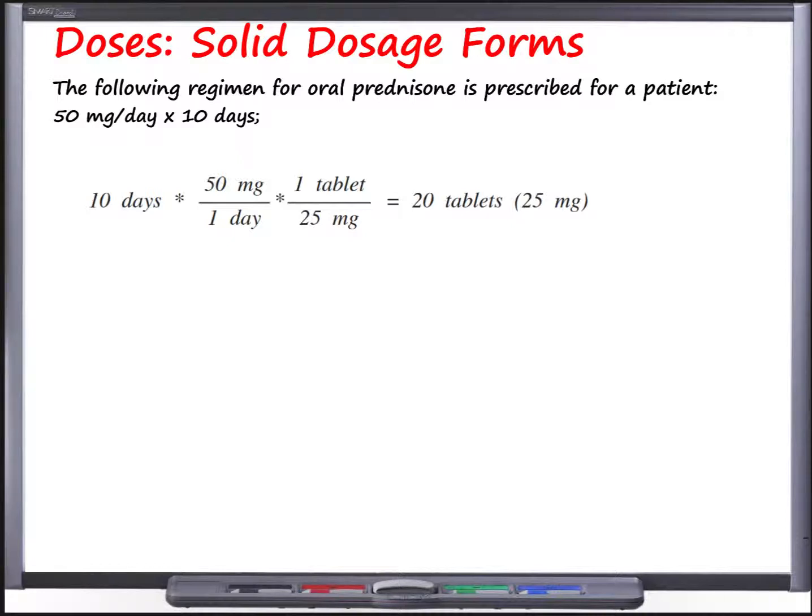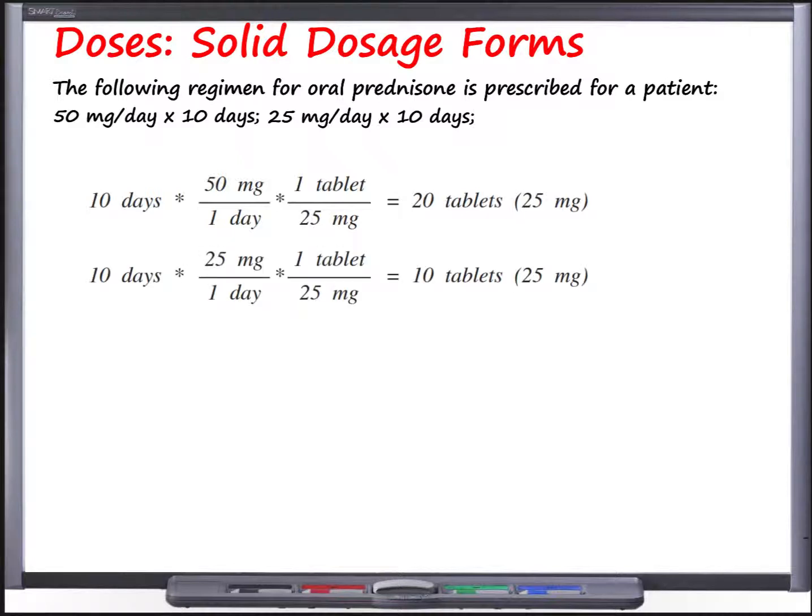So 10 times 50 is 500. 500 divided by 25 would equal 20 tablets. And again, I put in parentheses to remind you this is of the 25 milligram tablets. But to provide the 50 milligrams a day for 10 days, we need 20 tablets. Okay, I won't go in this much detail for the remaining ones, but we just need to continue for the next section. So after those 10 days, we need to drop down to 25 milligrams a day for 10 days.